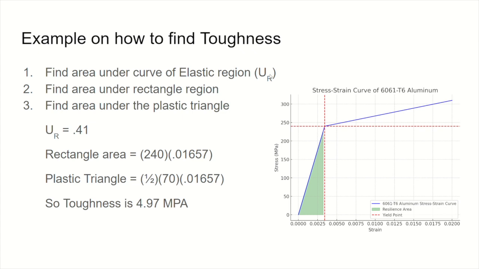first we want to find resilience, which we did already in our previous example. Then we'll find the area under this rectangular region and then this triangle region. Doing this, the rectangular region is just equal to the yield point times the difference of the yield strain and this distance, which is here. And same for the plastic region, except this time our yield point for the triangle is 70. So overall, the toughness is 4.97 megapascals. You can do this for all given graphs of any material, and that's it.